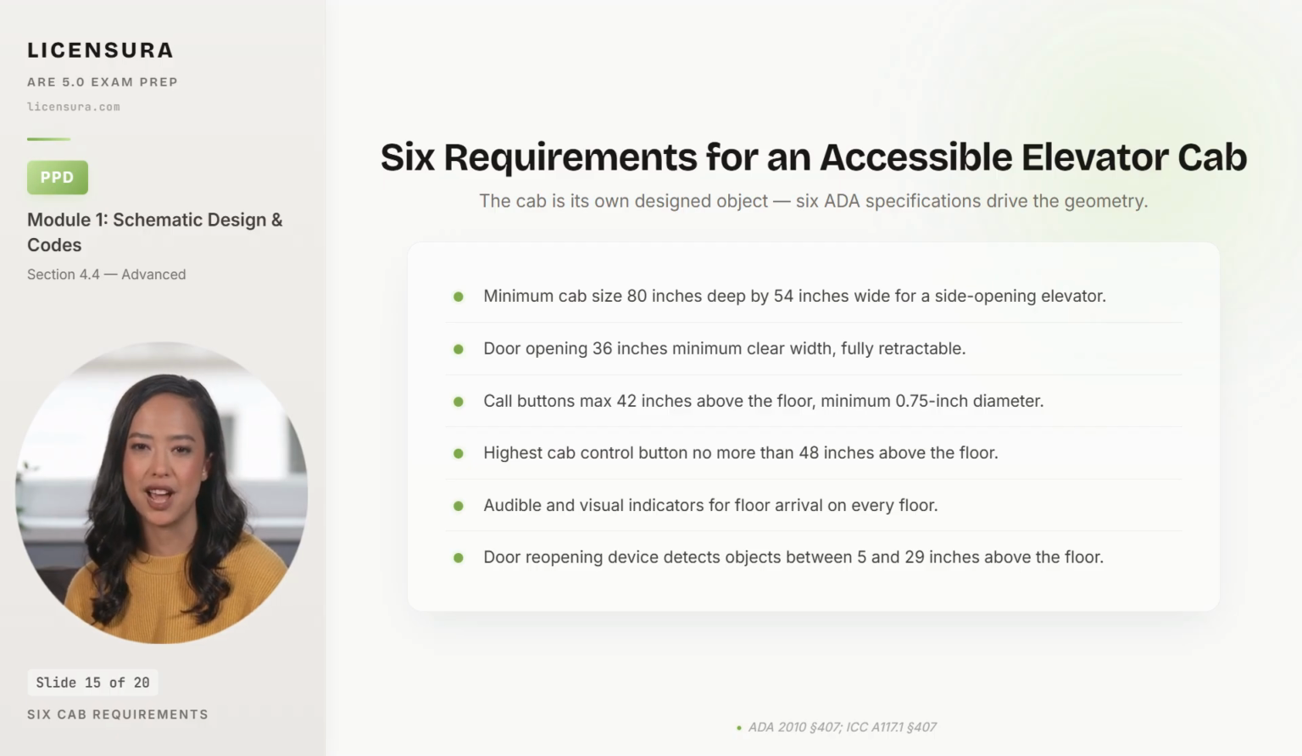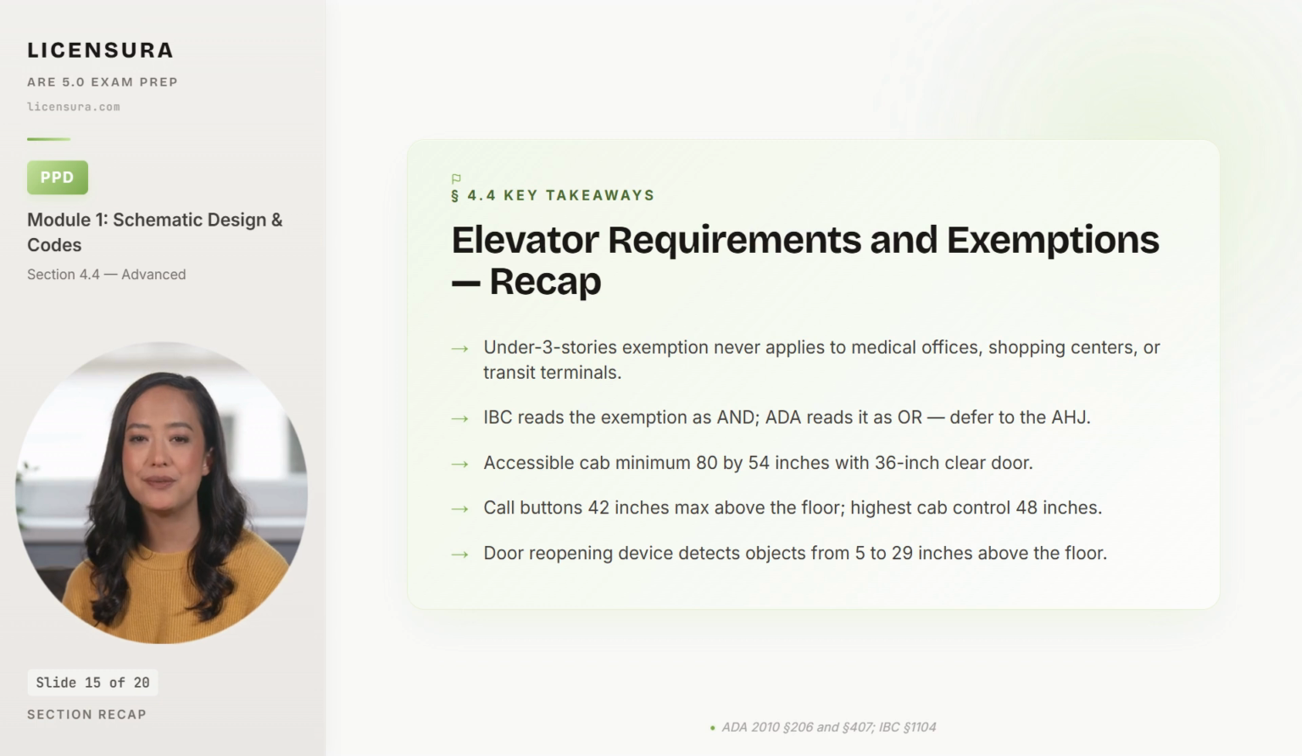Walk away with the 5 anchors that keep the elevator scoping honest. 5 takeaways from the elevator framework. First, the under 3 stories exemption never applies to shopping centers, professional offices of healthcare providers, or transportation terminals. A 2-story medical office building must have an elevator regardless of footprint.